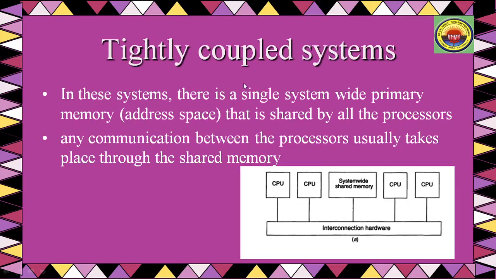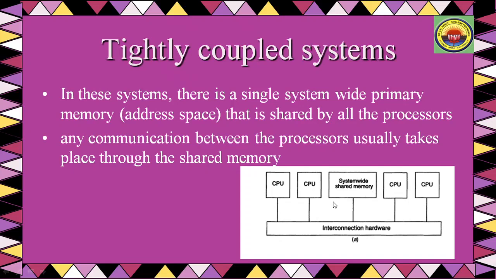Tightly coupled systems are those systems in which the memory is shared by all the processors. In these systems, there is a single system-wide primary memory, meaning the primary memory is only one and it is shared by all the processors. So, any communication between the processors usually takes place through the shared memory.